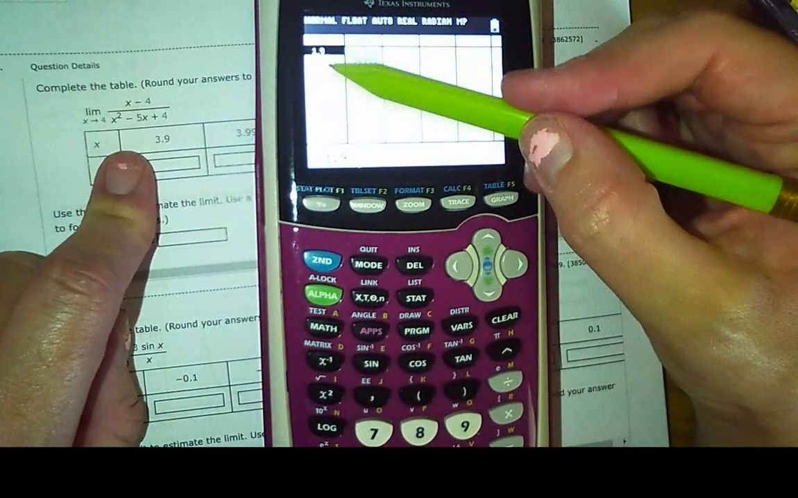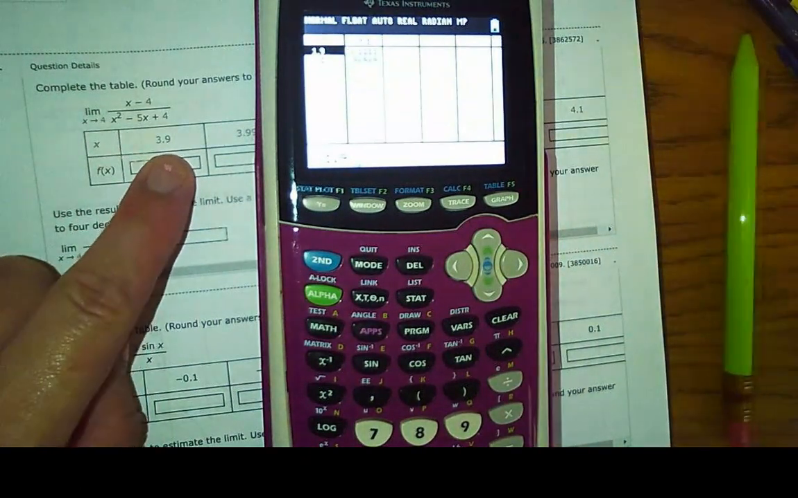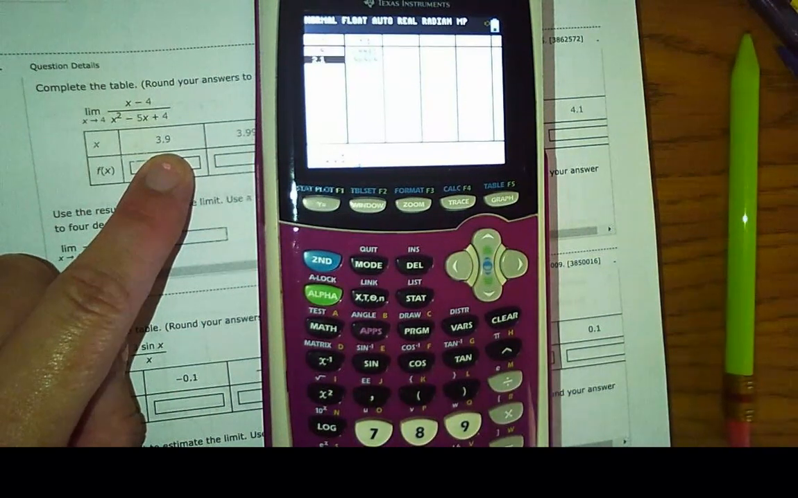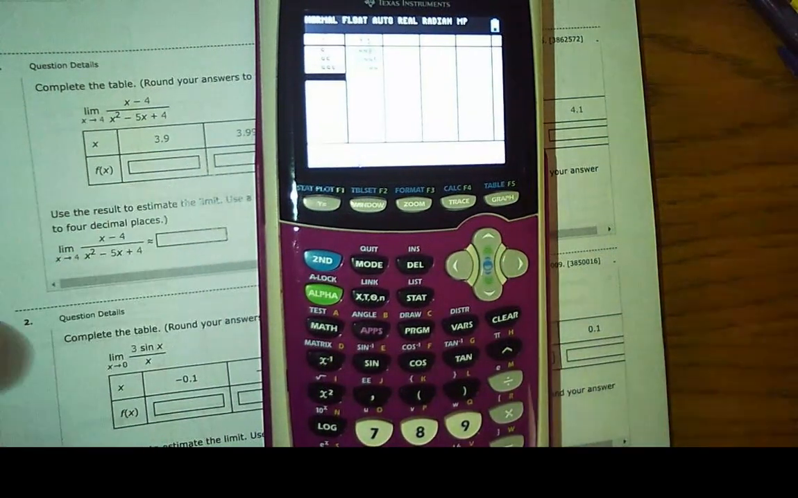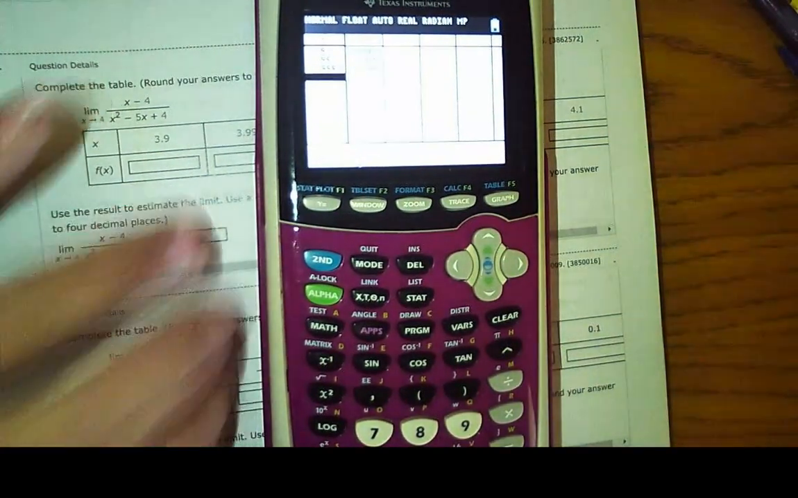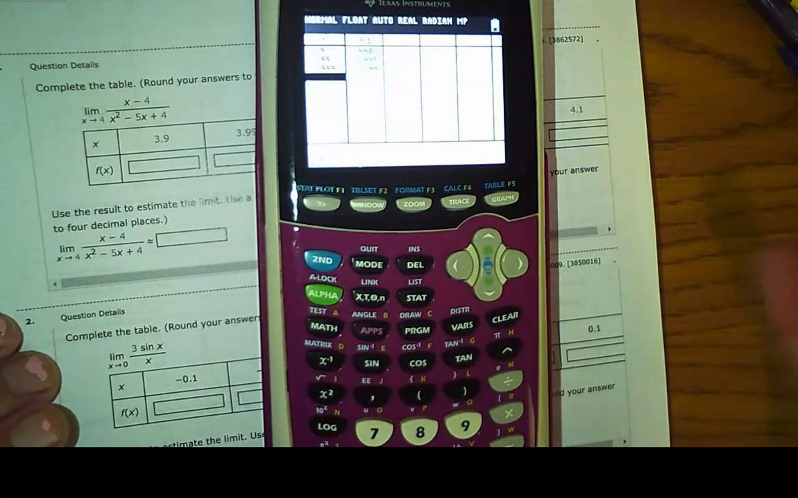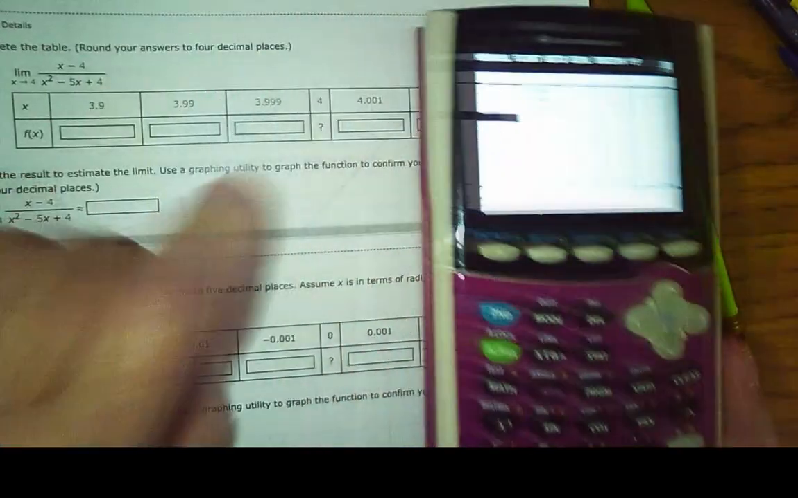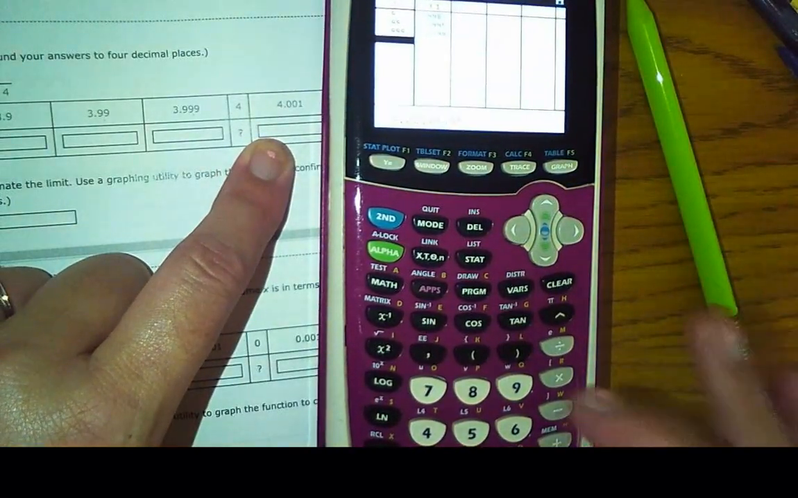From the other day, when I was making videos, these are still in there, so just type over them. I've got a 3.9, a 3.99, a 3.999. Hopefully that makes sense. You're sneaking closer to 4 from the left, but you're not actually using 4. And then from the right, we're going to go 4.001, 4.01.